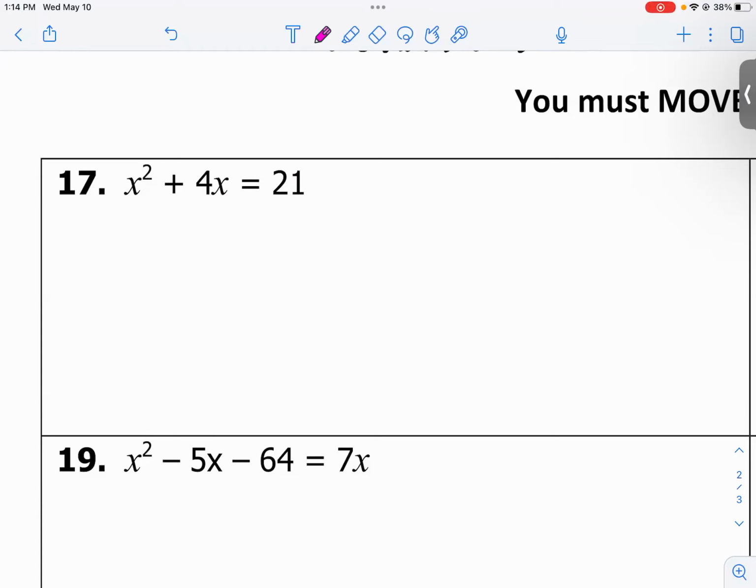We have a problem. Say that louder. It equals 21 instead of 0. So what shall we do? I don't know. Subtract 21 from both sides.